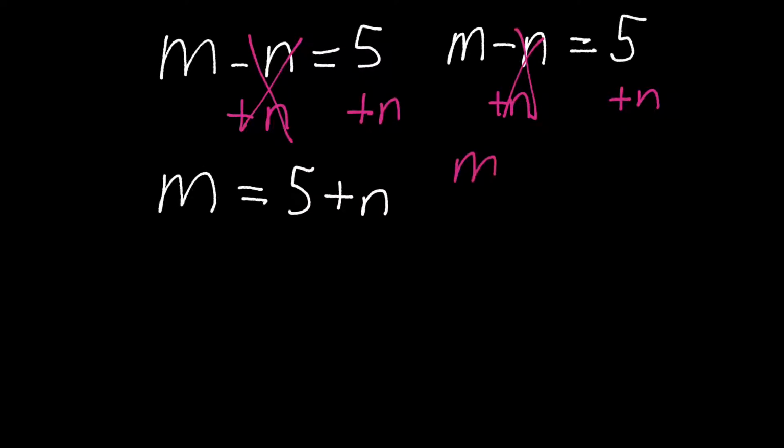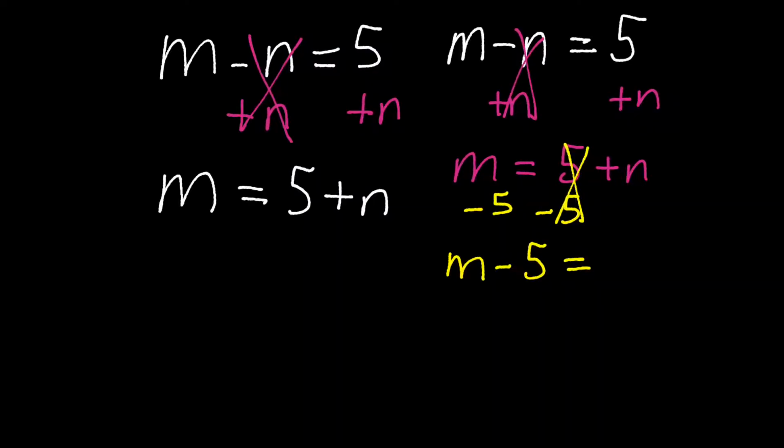So I have m equals 5 plus n, but now I'm going to get rid of the 5, so minus 5 from both sides. And I subtract 5 because this 5 is positive. So if I want to bring it down to 0, I'm going to have to subtract it. So the 5's cancel out, and we have m minus 5 equals n. So whatever n is, it's 5 less than m.